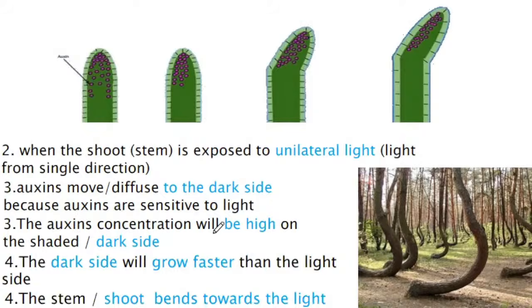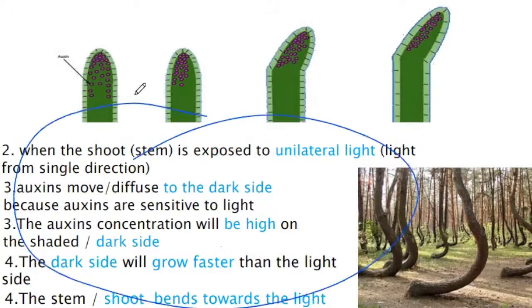And then the auxin concentration on the light side will be high on the dark side than the light side. And then the dark side will grow faster than the light side, and then the shoot will bend to the source of light. So they are basically trying to explain this. So the 4 marks are coming from here.